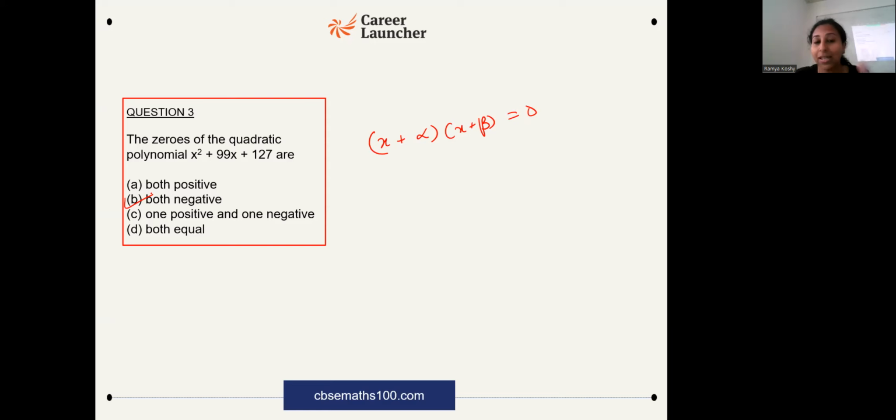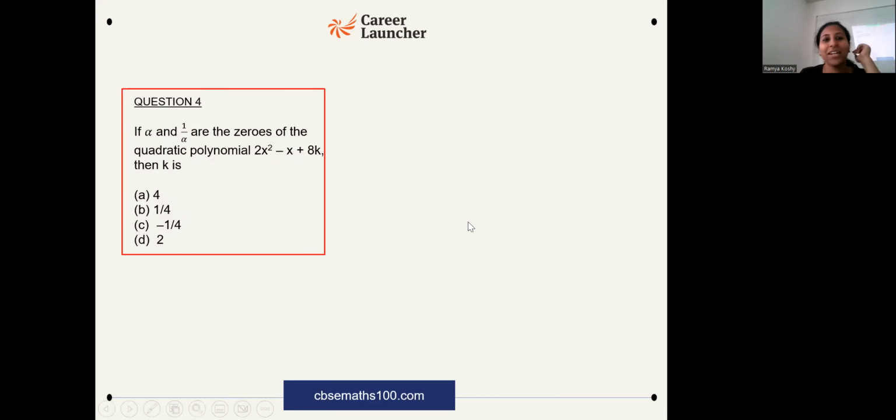Okay, I'm repeating. Here, product is positive, sum is also positive. In which case, when I'm splitting the middle term, it will come in this form, x plus some number, x plus some number. When I equate it to 0, both will become negative over here. All right, try this one now.